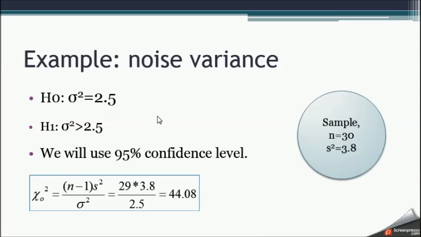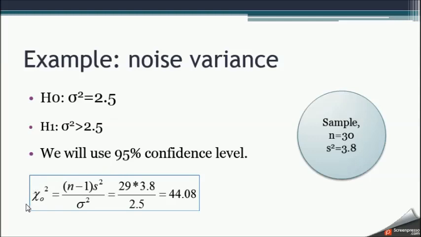So firstly, we formulate our hypothesis. The initial assumption is that we have the variance of our signal to be 2.5, and we are afraid that the noise has caused the variance to be larger than 2.5. So our alternative hypothesis is sigma square is larger than 2.5. Now, because we have larger than, we have a one-sided test. Also, we are going to use the 95% confidence level.